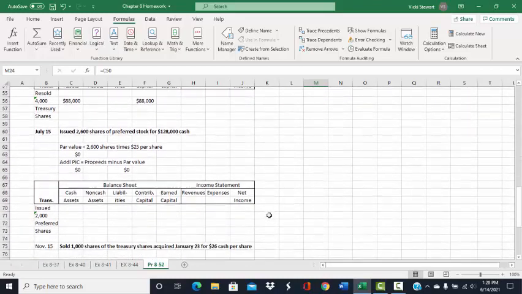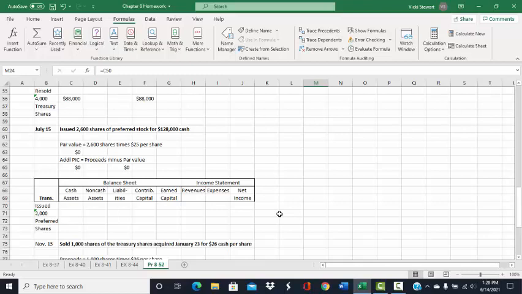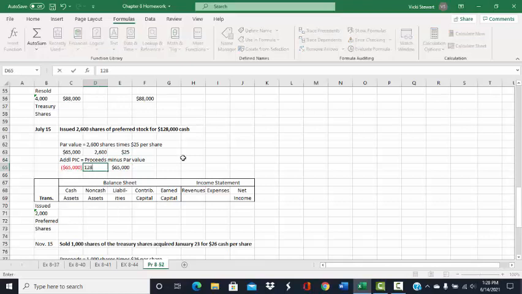On July 15th, we issued 2,600 shares of preferred stock for $128,000. So we need to determine what the par value is for the 2,600 shares at $25 per share, and that gives us $65,000 of par value. We subtract that from the proceeds of $128,000 and we get $63,000 of additional paid-in capital preferred.